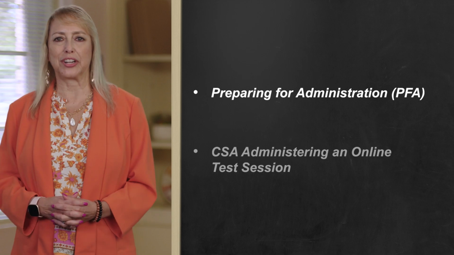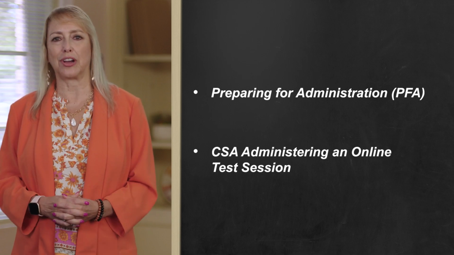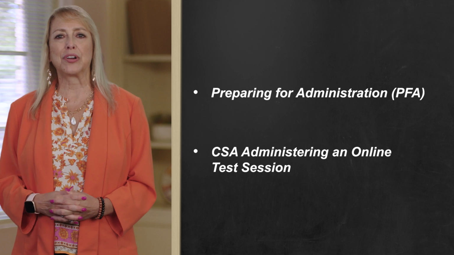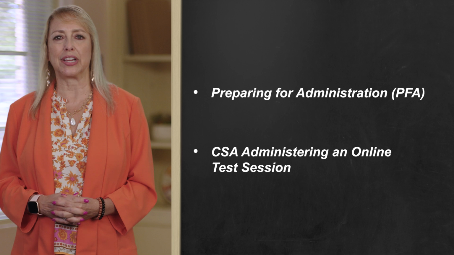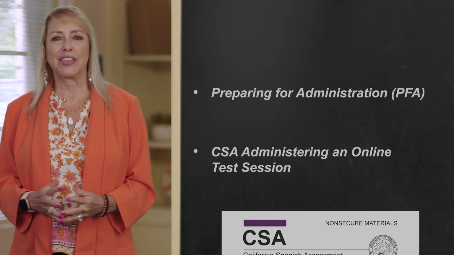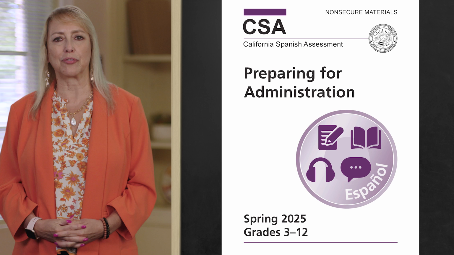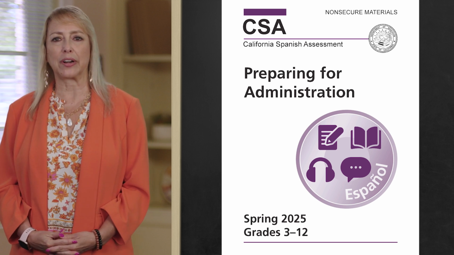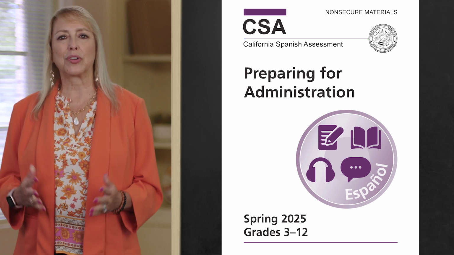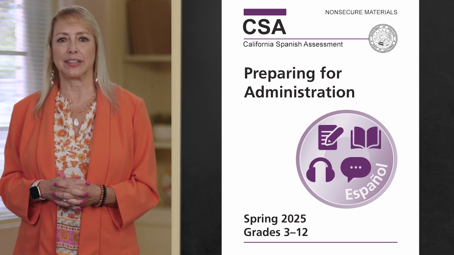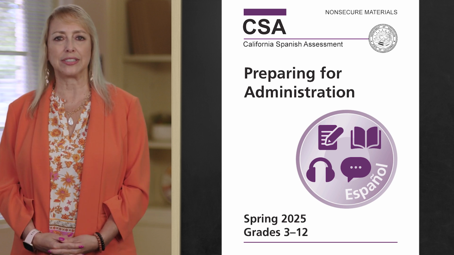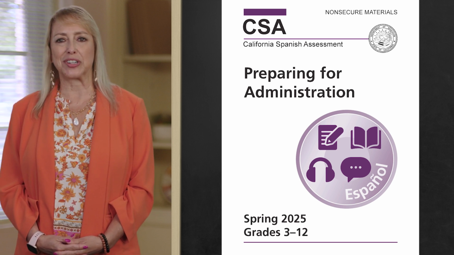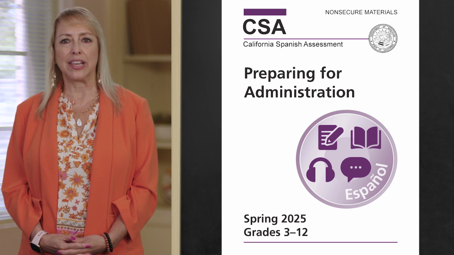As a test administrator, you need at minimum these two documents to administer the test: Preparing for Administration, or PFA, and the CSA Administering an Online Test Session. The PFA contains non-secure information and instructions for preparing to administer the CSA. Review this document prior to testing. The PFA contains information for before, during, and after testing. There is also information about such things as pause rules, equipment recommendations, and more.